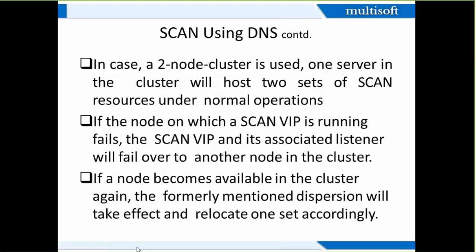If the node on which a SCAN VIP is running fails, then the SCAN VIP and its associated listener will fail over to the next available node in the cluster. So if a node becomes available in the cluster again, the formerly mentioned dispersion will take effect and relocate the set accordingly. Means whatever the configuration was previously, that will take place again.